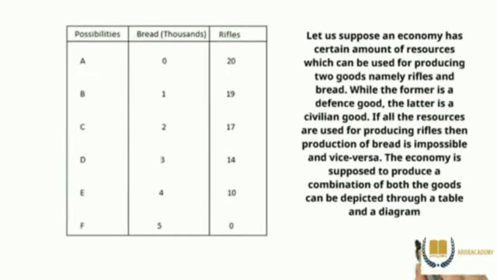Let us suppose an economy has a certain amount of resources which can be used for producing 2 goods, namely rifles and bread. While the former is a defense good, the latter is a civilian good. If all the resources are used for producing rifles, then production of bread is impossible, and vice versa. The economy is supposed to produce a combination of both. The goods can be depicted through a table and a diagram.